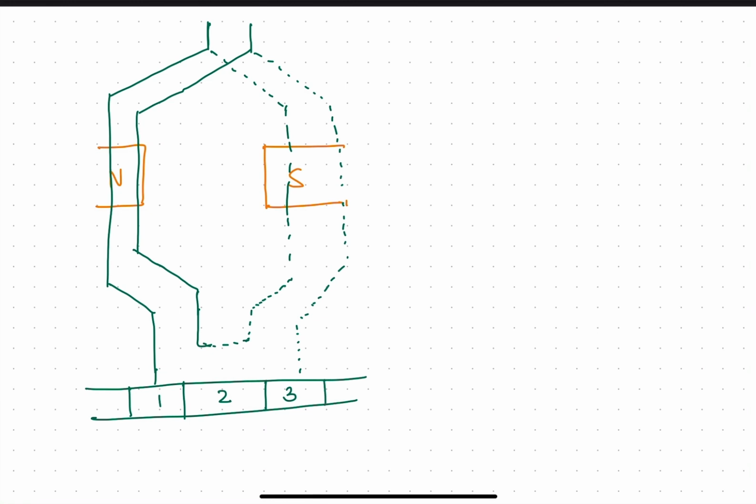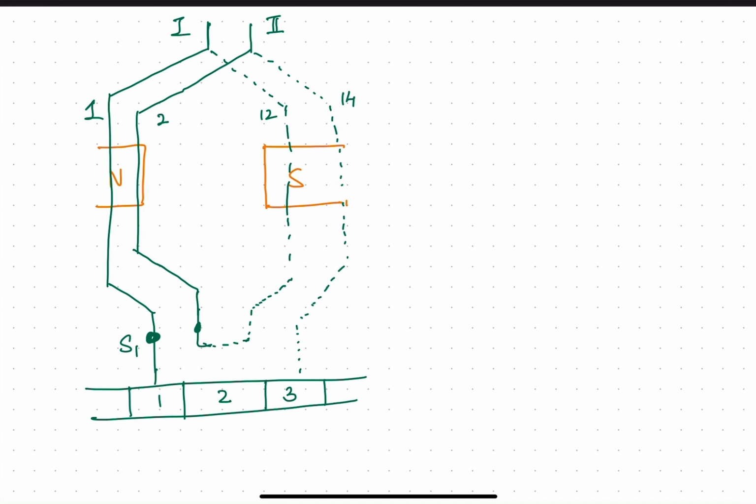So if this is the commutator segment 1, 2, 3, this is the start S1 of the coil 1, this is coil 1, this is coil number 2, this is side number 1, side number 2, and this is known as side 12 and side 14. So this is the start S1 point of the coil 1.